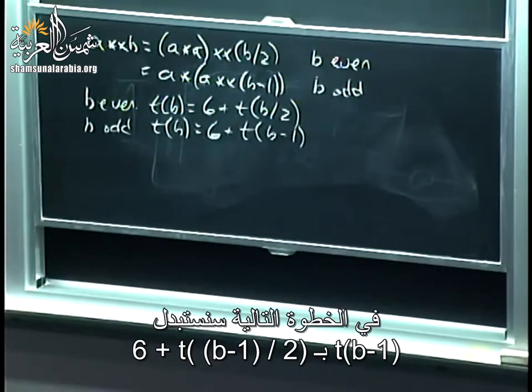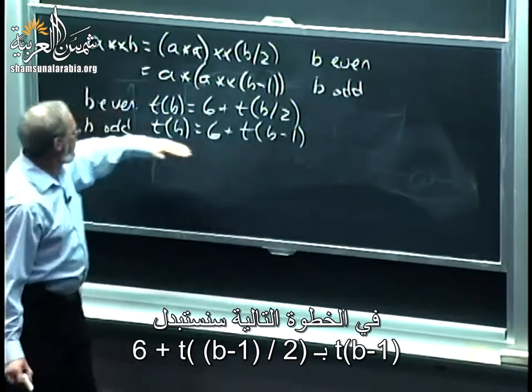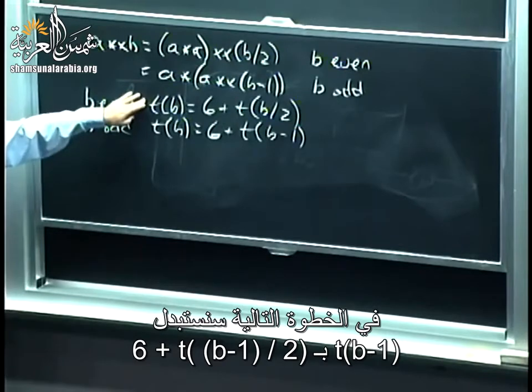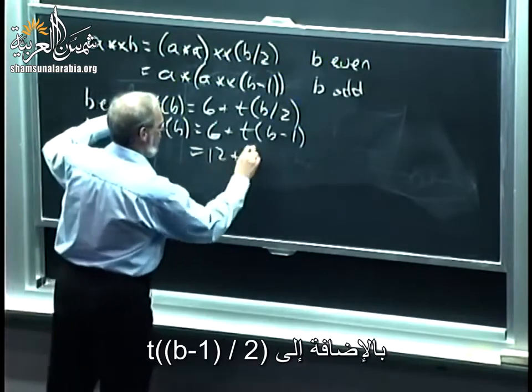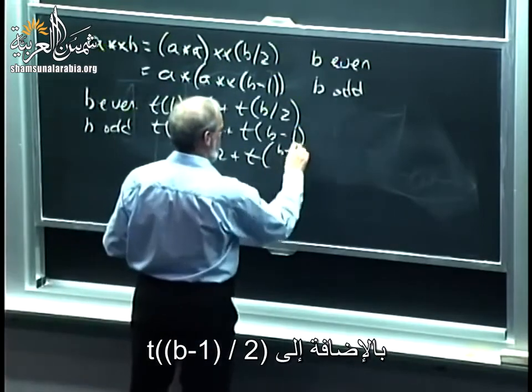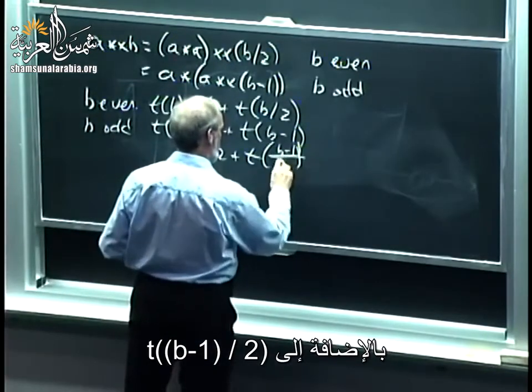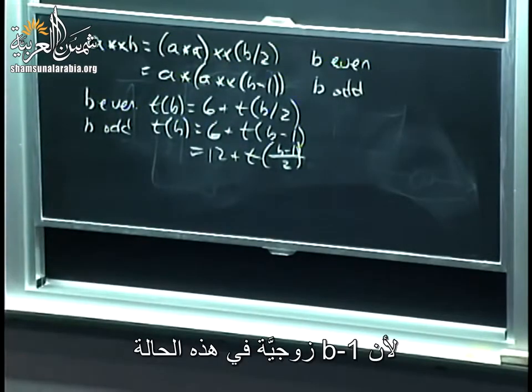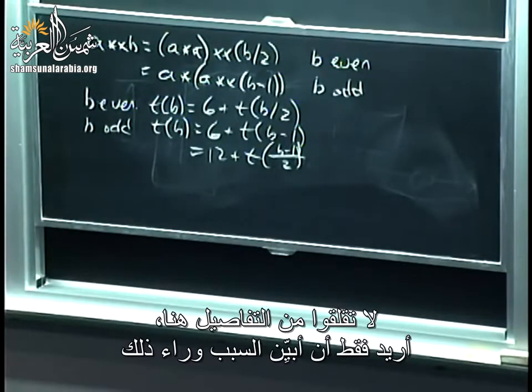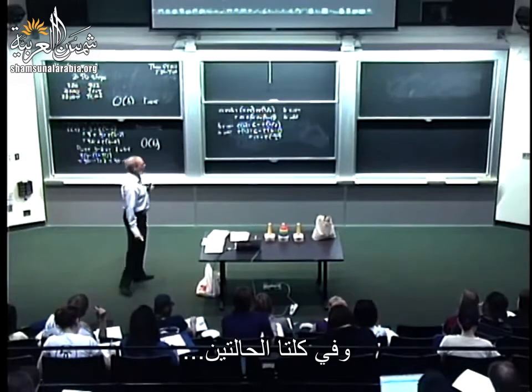On the next step, though, this will get substituted by that. Right, on the next step, I'm back in the even case. It's going to take 6 more steps plus T of B minus 1, oops, sorry about that, over 2. Because B minus 1 is now even. Don't sweat the details here. I just want to see if the reasoning goes through. What I now have, though, is a nice thing.